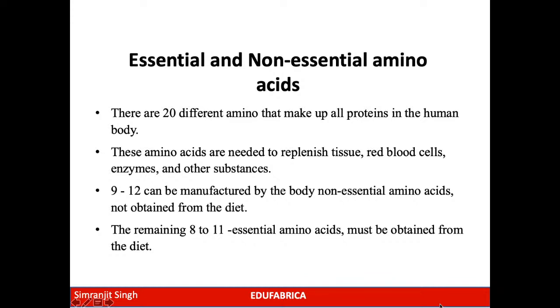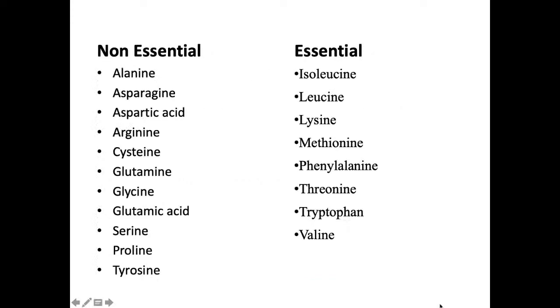There are around 20 amino acids in the human body, and they are needed to replenish tissue, red blood cells, enzymes and other substances. Nine to twelve can be manufactured by the body, the non-essential amino acids, which need not be obtained from the diet. The remaining eight to eleven, the essential amino acids, must be obtained from the diet itself.